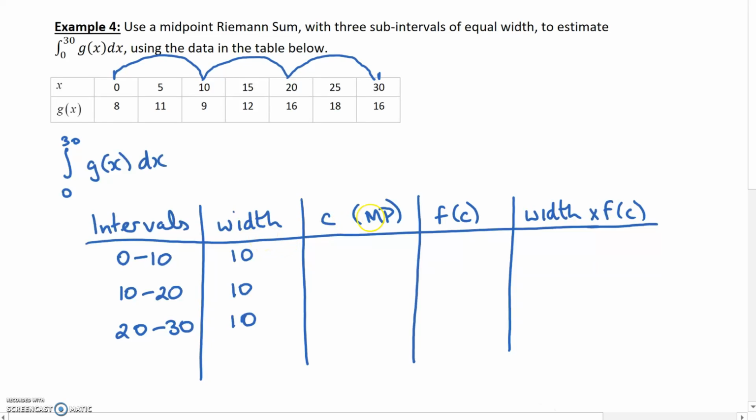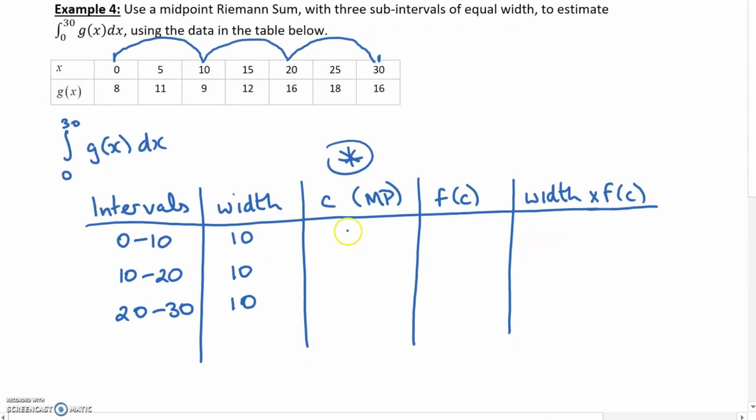So what we do now is we look at the first interval and go from 0 to 10. This column is always the most important column. This time we're talking about the midpoint, the midpoint of an interval. So for the first interval from 0 to 10, the midpoint means halfway between 0 and 10, which is 5. That's halfway along the first interval. Then halfway along the second interval, halfway between 10 and 20, is 15. And halfway between 20 and 30 is 25.